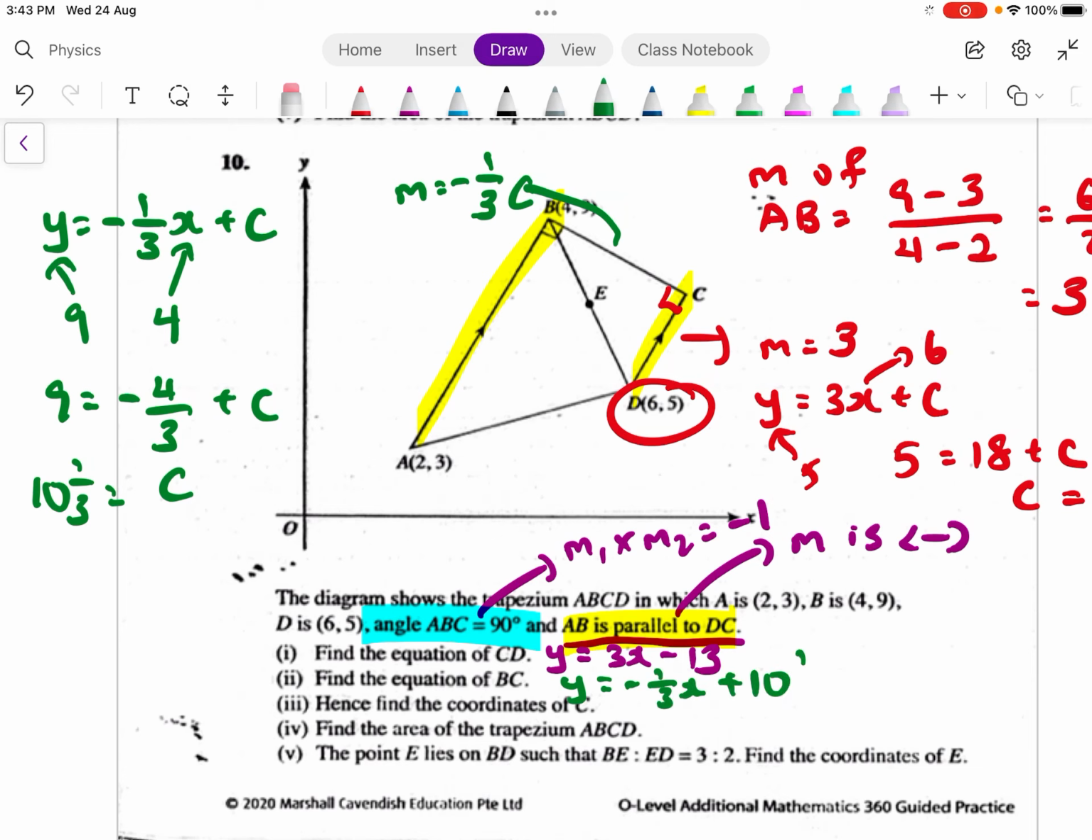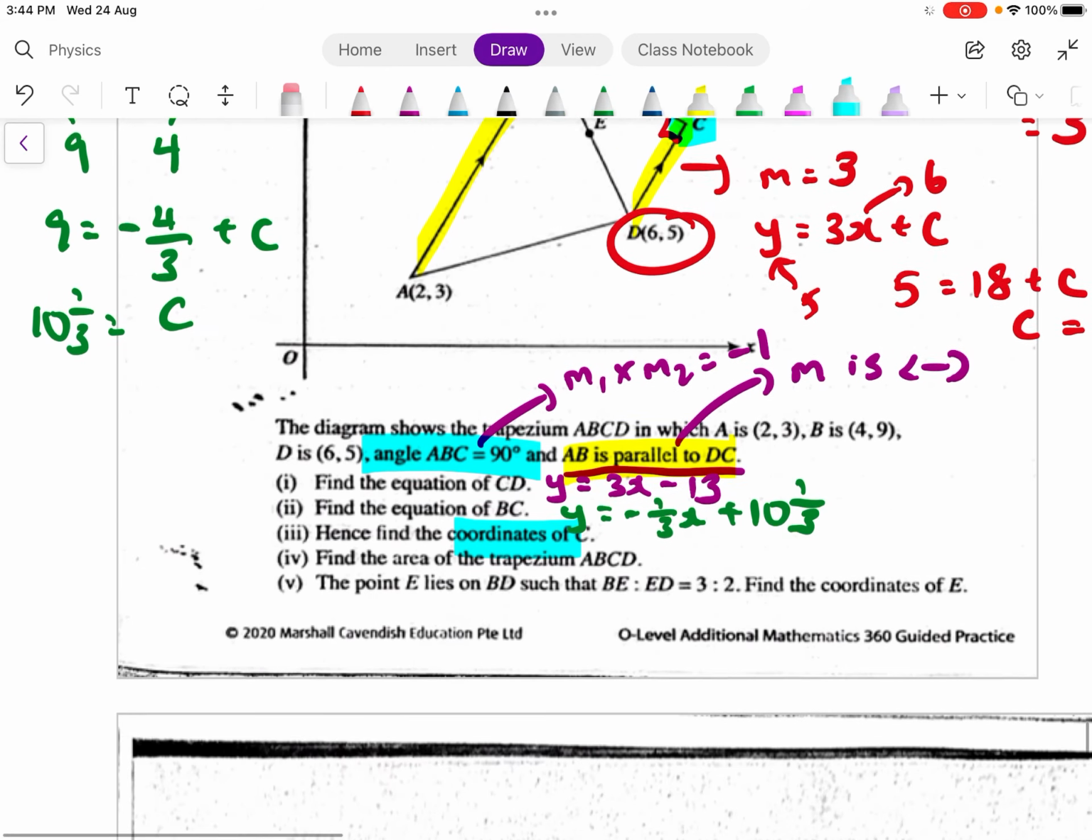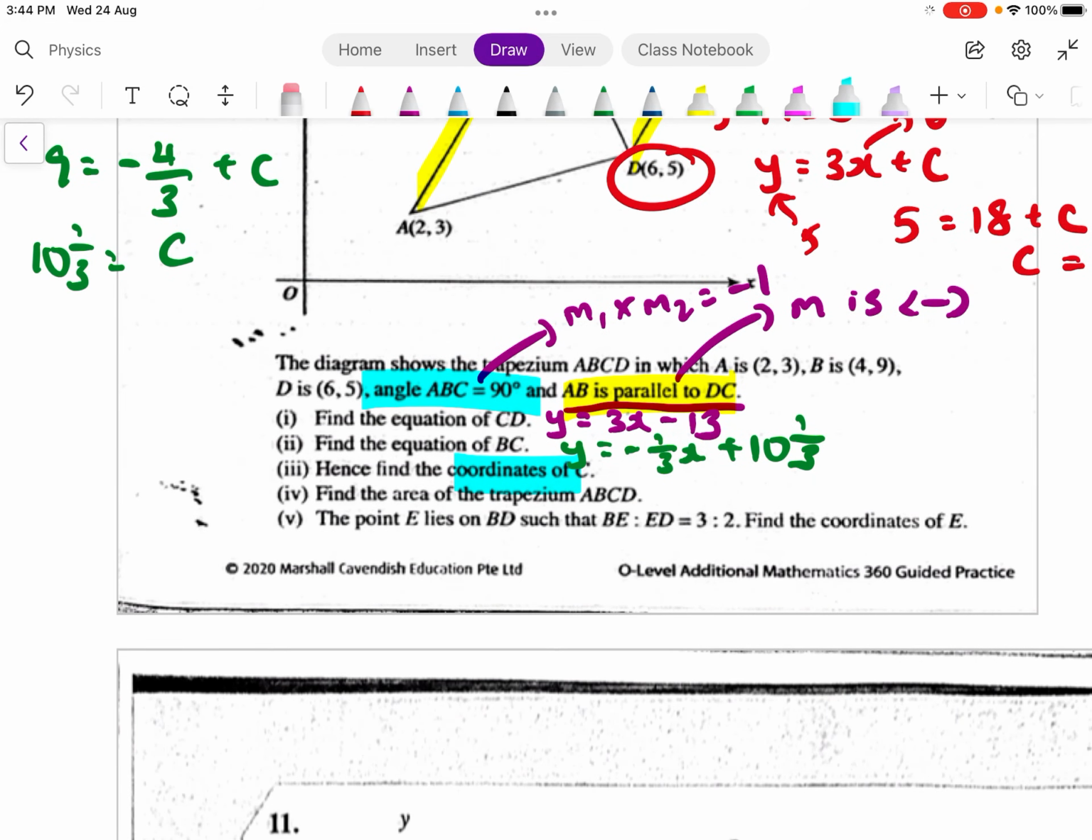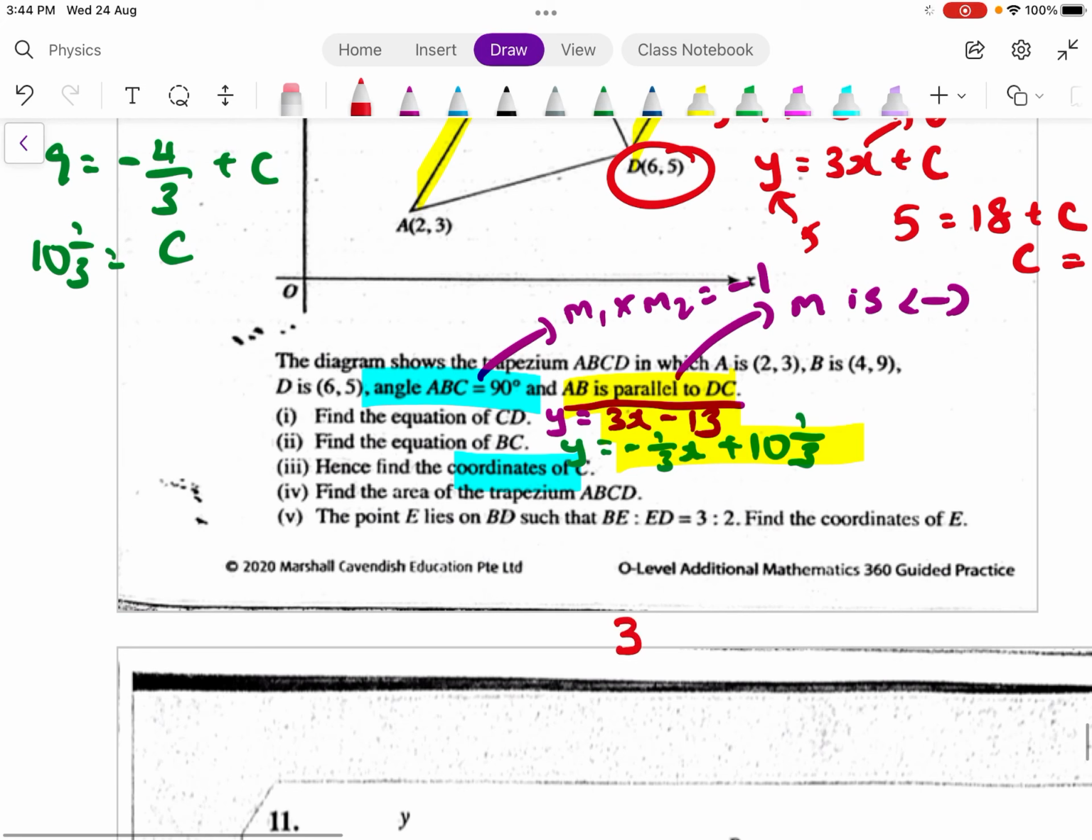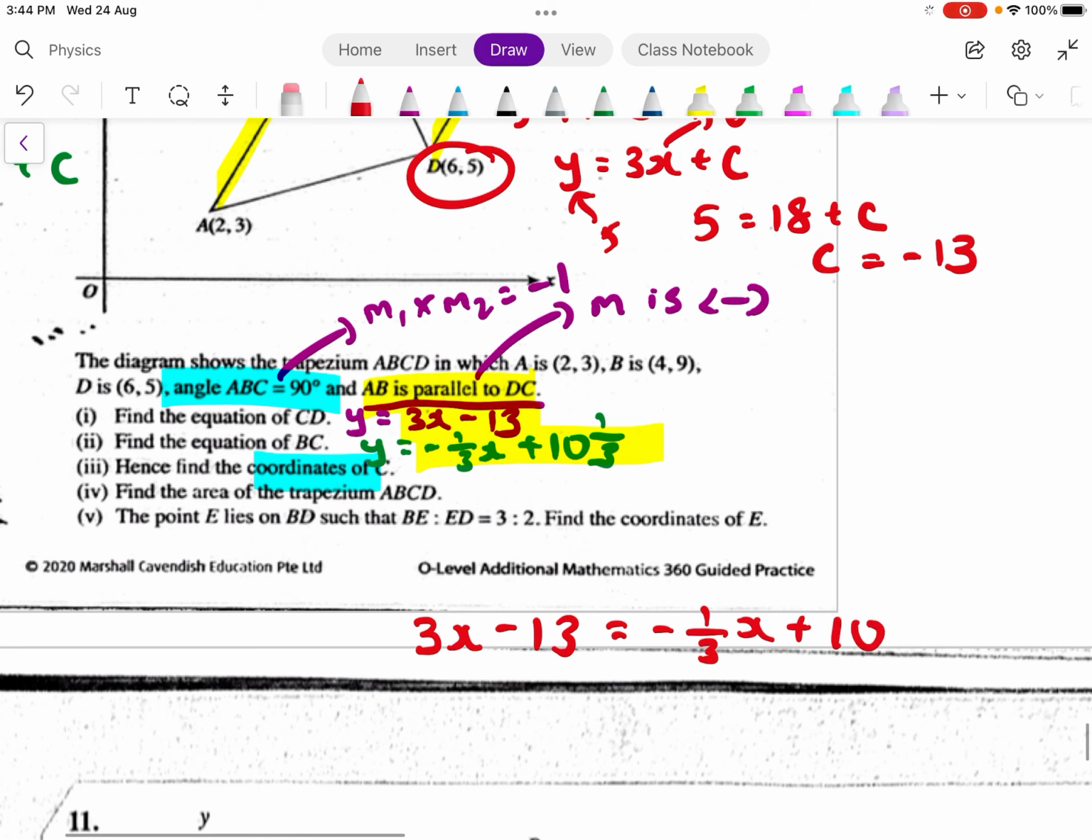plus 10 1/3. Okay, so part 3, hence calculate the coordinate of C. There's always a reason why they ask us to find part 1 and part 2, because they want us to get part 3. So of course now I equate them together to find the x coordinate, then after that you find the y coordinate. So first, you put 3x minus 13 equal to -1/3 x plus 10 1/3.